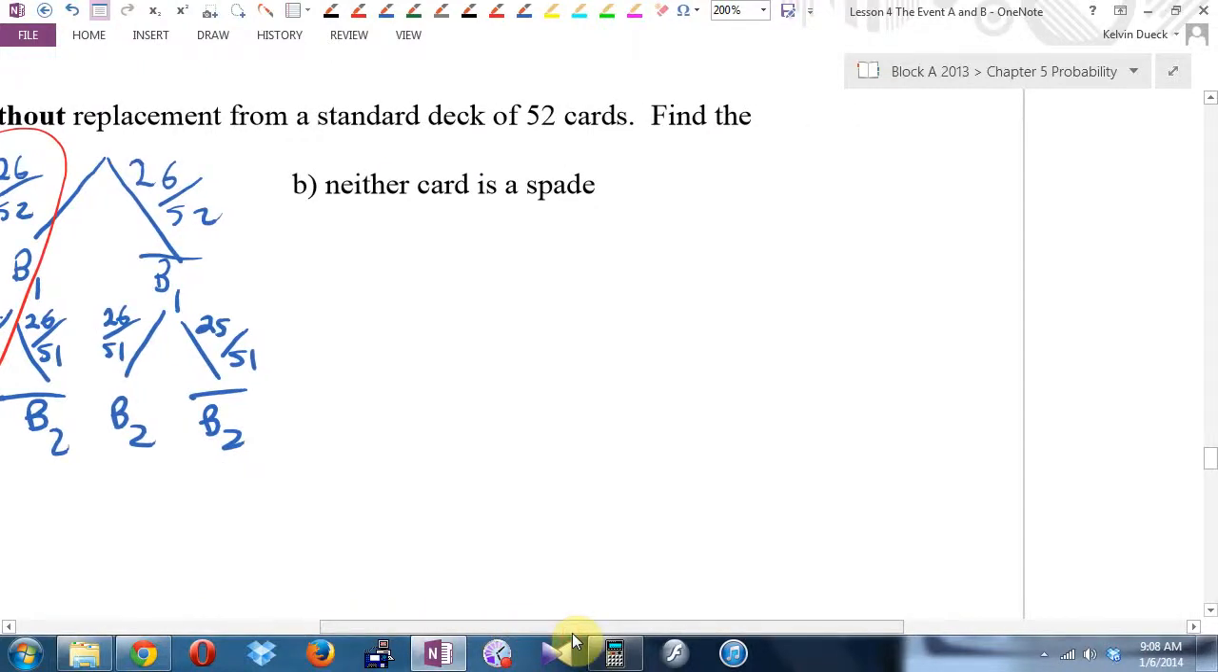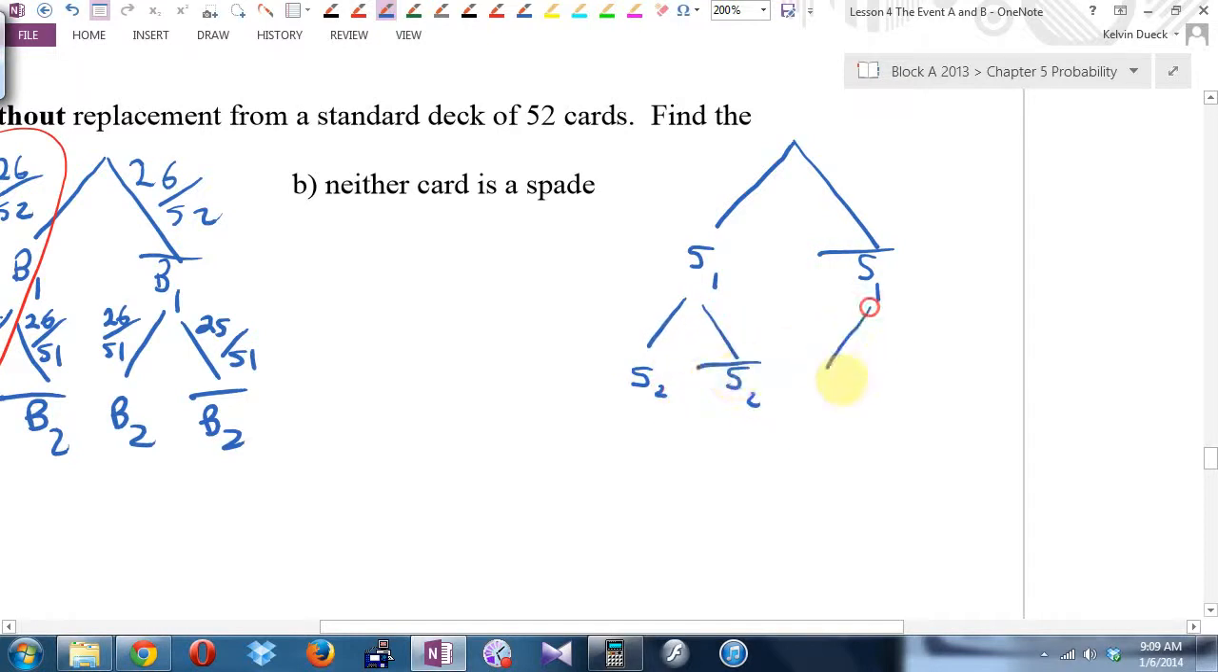B. Rachel, can you read B to me, please? How many cards? How many cards are we picking? Tree. So, spade, not spade, spade, not spade, spade, not spade. How many spades are there in the deck? 13, a quarter of the deck. So how many not spades are there? Do the arithmetic. 39.